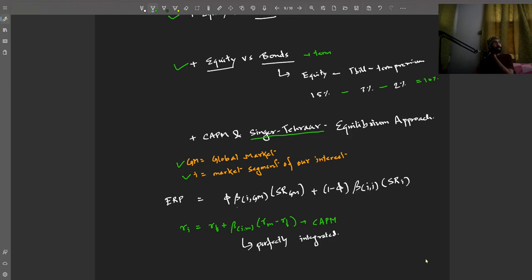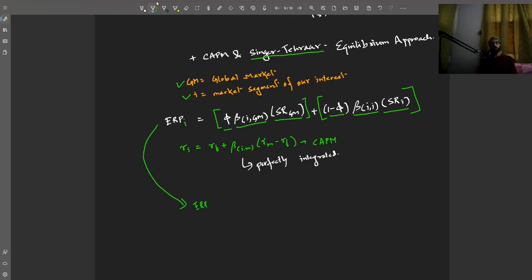Now the equity risk premium for this market segment I is given by the sum of two factors. One is the degree of integration with the global markets multiplied by the beta of this market segment with the global markets multiplied by the Sharpe ratio of the global markets. This is one factor, plus the degree of segmentation. The degree of segmentation, 1 minus phi, multiplied by the beta of that market segment with itself multiplied by the Sharpe ratio of that market segment.